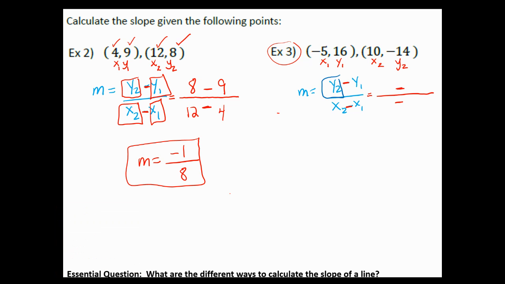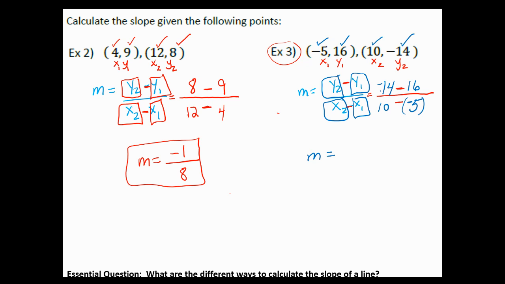Okay, let's do it again. Y sub 2 number is a negative 14. The next number is Y1, which is a 16. Bottom number is an X2, which is a 10. And the last number is X1, and be careful here, it's negative 5. So what happens right here when you have a negative negative? That's the little tricky part of the slope formula.